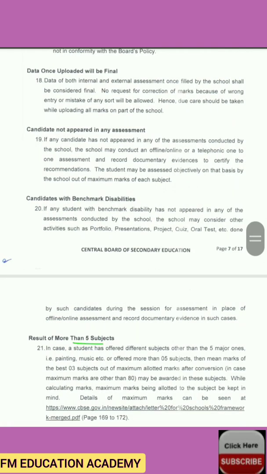Result of more than 5 subjects. In case a student has offered different subjects other than the 5 major ones, that is painting, music, etc., or offered more than 5 subjects, the mean marks of the best 3 subjects out of maximum allotted marks after conversion may be awarded in these subjects. While calculating marks, the maximum marks allotted to the subject should be kept in mind. The details of maximum marks can be seen at this website.